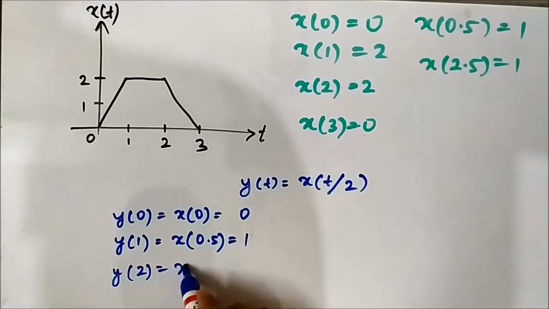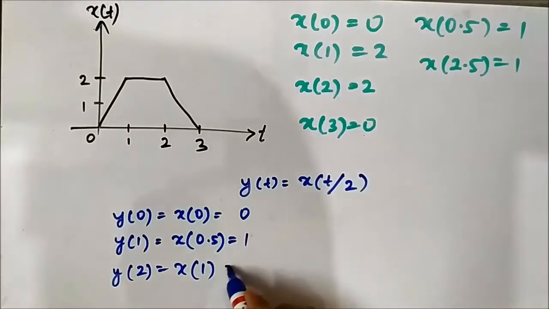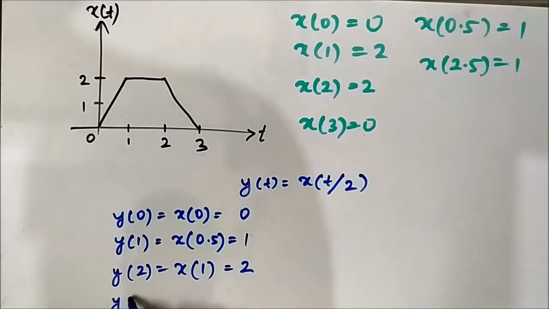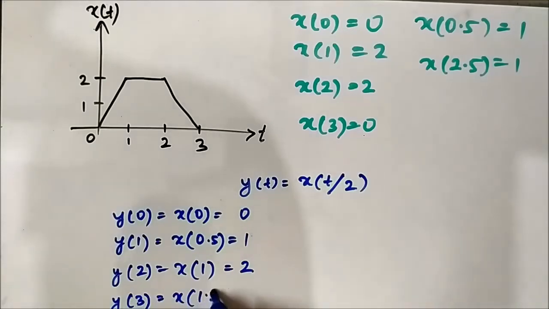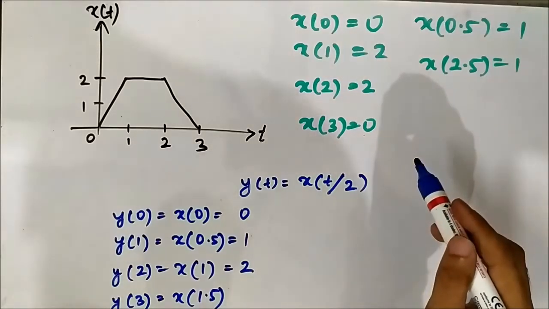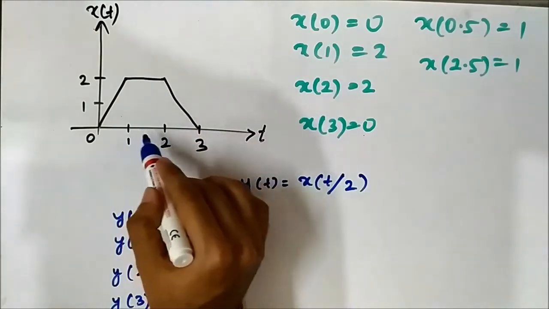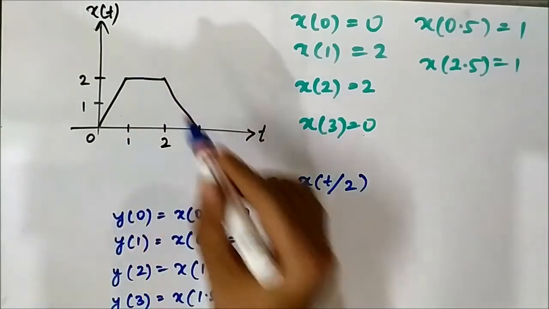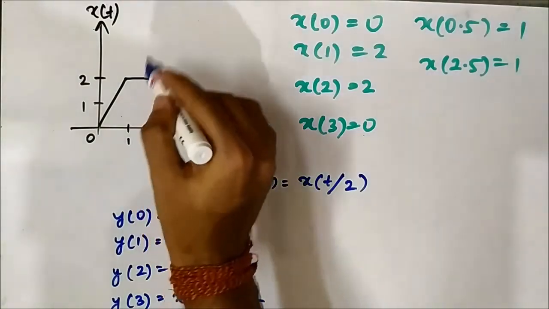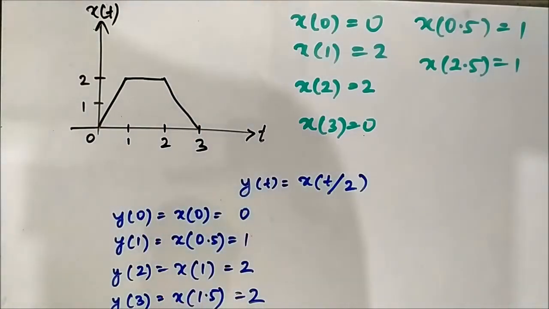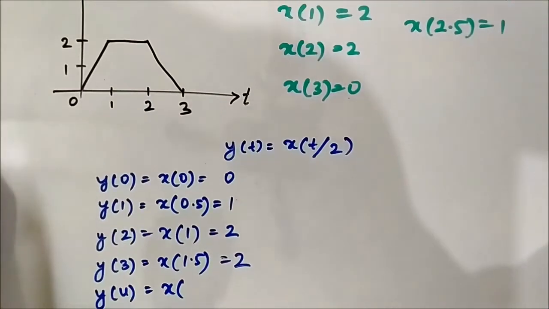y2 is equal to x(2/2), which is x1, and x1 is equal to 2. y3 is equal to x(3/2), which is x1.5. See, in between 1 and 2, 1.5 will be here in the middle, it is 2. So x1.5 is also 2. So y4 will be x(4/2), which will be x2.